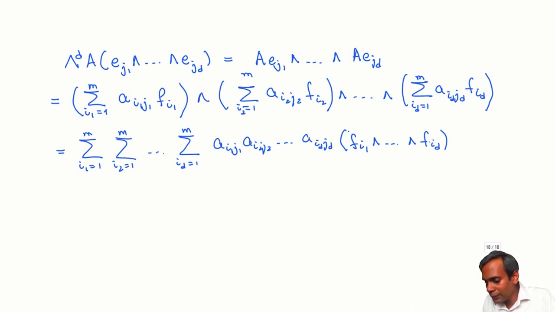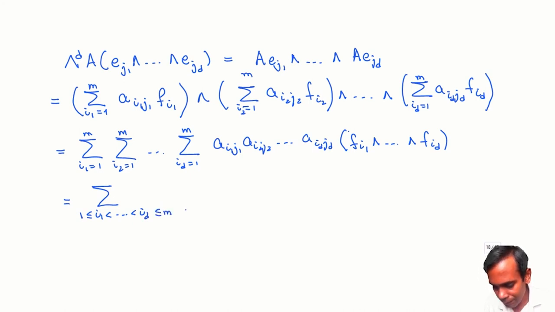But these things are not linearly independent. If I take some of these vectors and two of these i's are equal, then it's going to be zero in wedge d of F^m. And also if these are not in increasing order, when I reorder them, there will be a sign change. So if I account for that, I can rewrite the sum as a sum over 1 ≤ i1 < i2 < ... < id ≤ m, and then all the possible reorderings of the vector. If two indices are the same, then this thing is 0, so I don't worry about those cases.